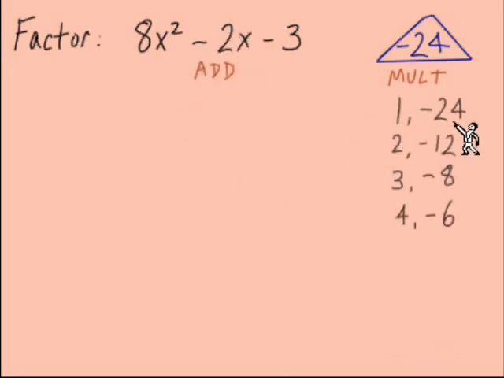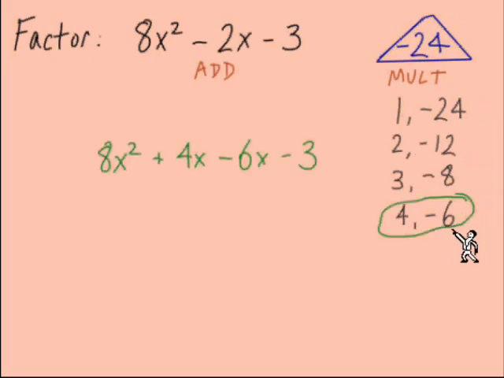Okay, so 1 and negative 24, 2 and negative 12, 3 and negative 8, 4 and negative 6 are the pairs of factors that I found. I know that the larger number is going to be negative in these pairs because added together it's going to give us a negative sum. So which of the pairs is it that added together equals negative 2?